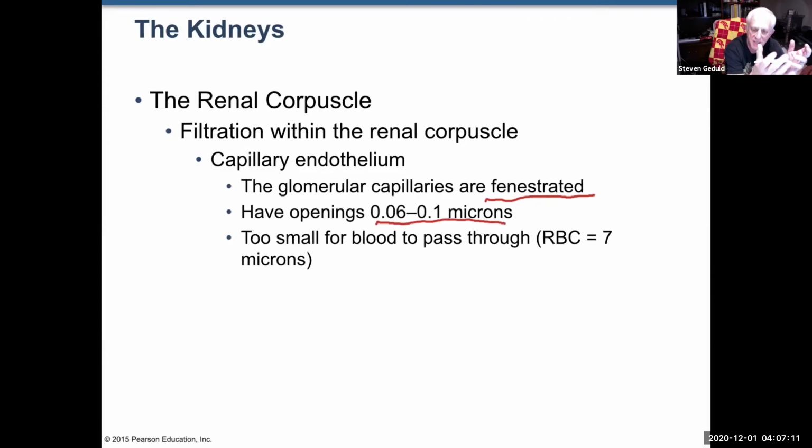Okay, but the plasma can go through there and filter. The red blood cells cannot fit through because they're too large. Red blood cells are about 6 or 7 microns. So they're much too large to fit through the fenestrated openings of 0.1 micron.